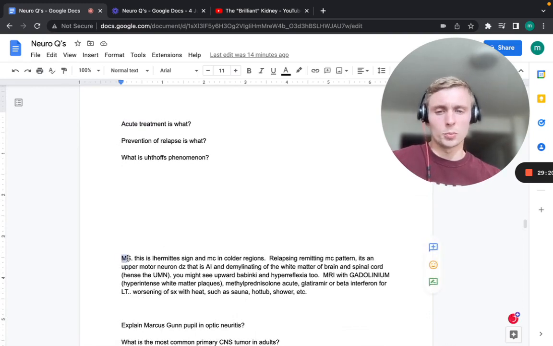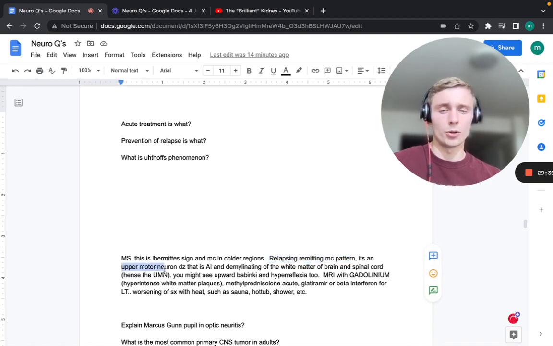So this is multiple sclerosis. We saw many of those risk factors for multiple sclerosis. And this is Lhermitte's sign, with that shocking pain when you flex the neck down. And it's most common in the colder regions, so Alaska. Relapsing and remitting is the most common pattern.